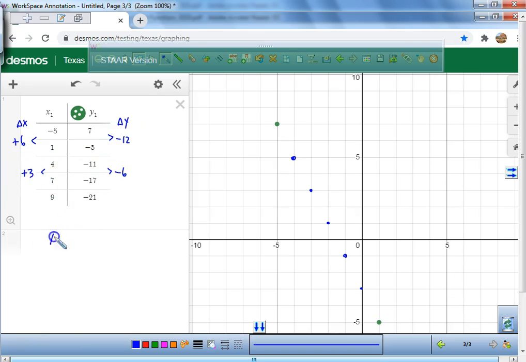Well, check this out. If I said it's the change in y over the change in x, you can clearly see that whether I put negative 12 over 6 or negative 6 over 3, I still get a what? A negative 2. And I'll continue this video in a second.